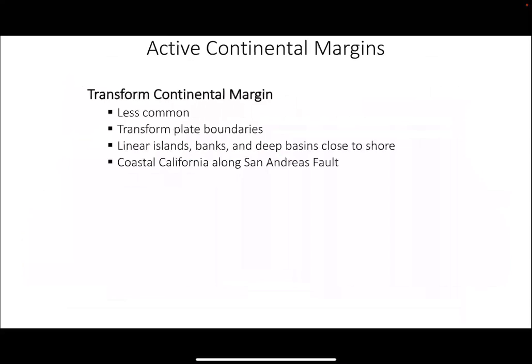There's also this additional type of continental margin. Don't worry about it too much, but suffice it to say, also active, but slightly different.